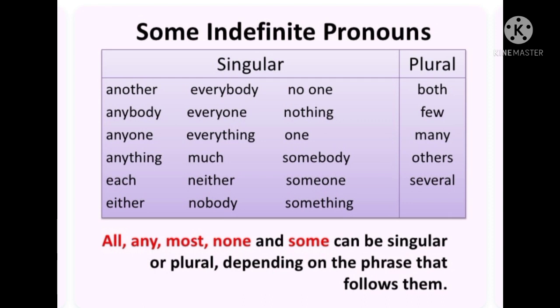Some indefinite pronouns, singular: another, anybody, anyone, anything, each, either, everybody, everyone, everything, much, neither, nobody, no one, nothing, one, somebody, someone, something. Plural: both, few, many, others, and several. All, any, most, none, and some can be singular or plural depending on the phrase that follows them.